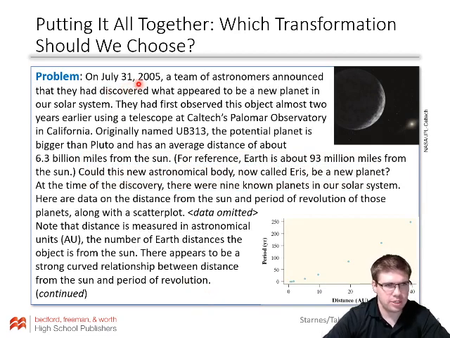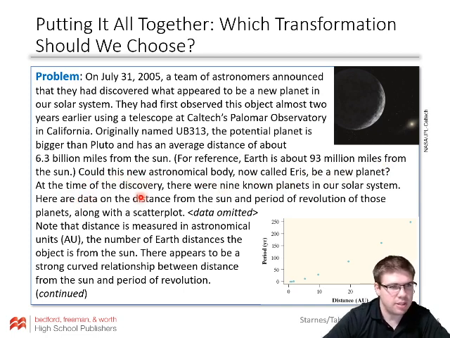So we've got some data here. On July 31st, 2005, a team of astronomers announced that they had discovered what appeared to be a new planet in our solar system. They had first observed this object almost 2 years earlier using a telescope at Caltech's Palomar Observatory in California. Originally named UB313, the potential planet is bigger than Pluto and has an average distance of about 6.3 billion miles from the sun. For reference, Earth is about 93 million miles from the sun.